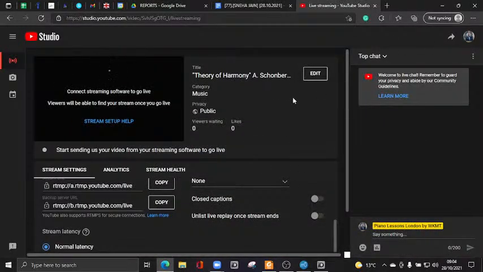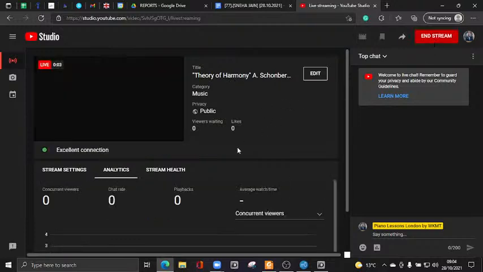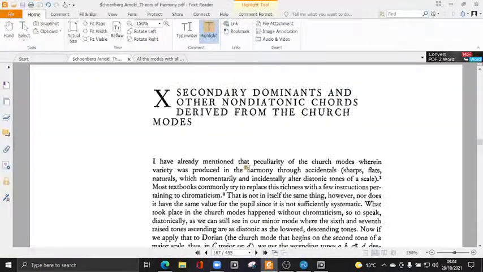Today we're going to have the proper lesson from the book of Schoenberg. We have reviewed all the material, we have reviewed all the modes, and now we can go straight to chapter 10, the one on the secondary dominants and other non-diatonic chords derived from the church modes.